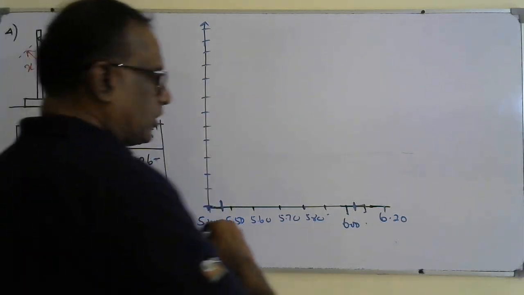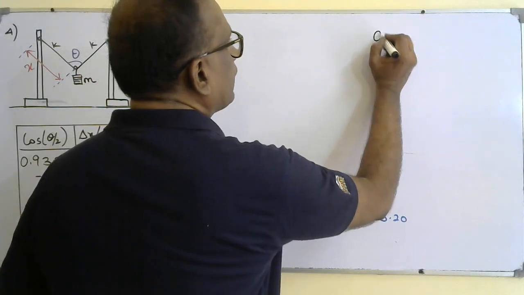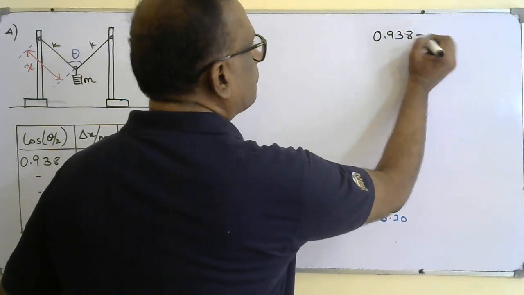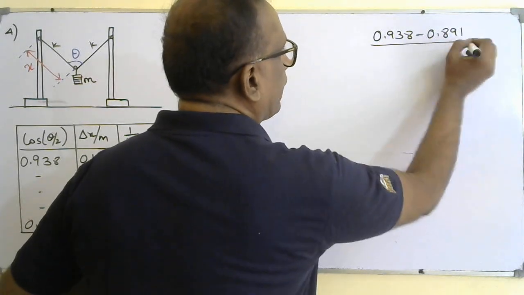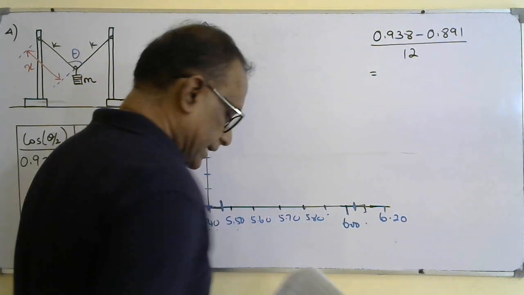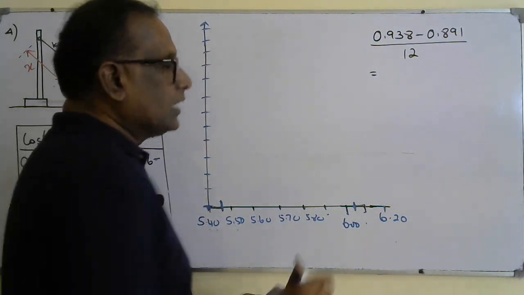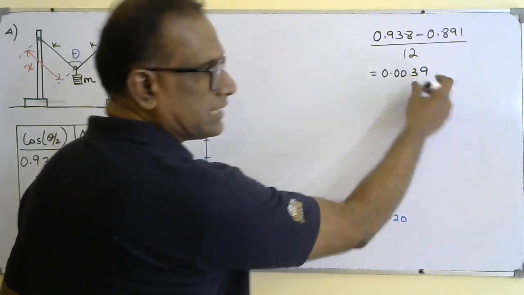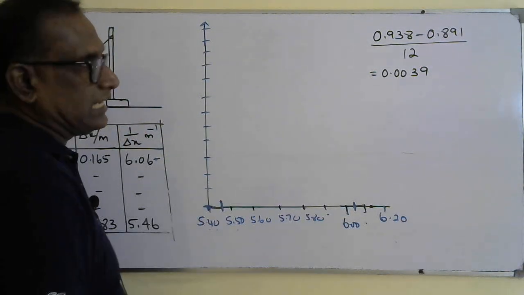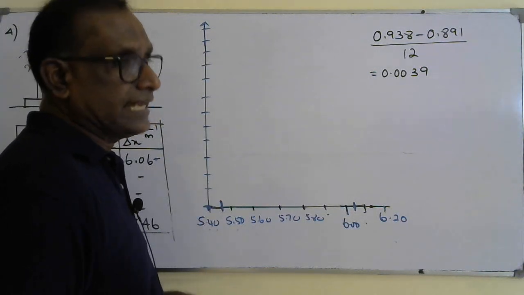So what could be the smallest limit? 0.938 minus 0.891 divided by 12. You will get 0.0039. Okay, but I don't need to use this value. We'll adjust a little bit. What could be the closest next value?